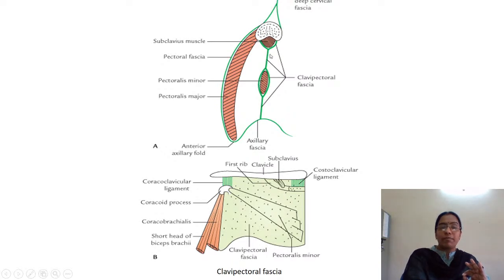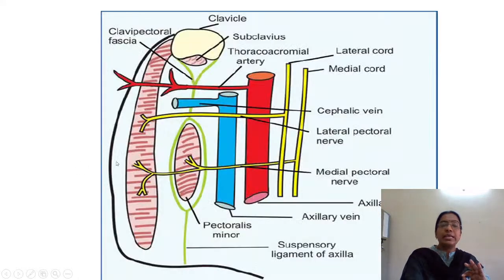The whole of this clavipectoral fascia, in its upper part, is pierced by some vascular structures from medial to lateral side. The first one is the lateral pectoral nerve, from the lateral cord of the brachial plexus. The second is a branch of the axillary artery, the thoracoacromial artery. Then is the cephalic vein, which is draining into the axillary vein, with a few lymphatics. So the clavipectoral fascia is pierced by a nerve, artery, vein along with a few lymphatics.